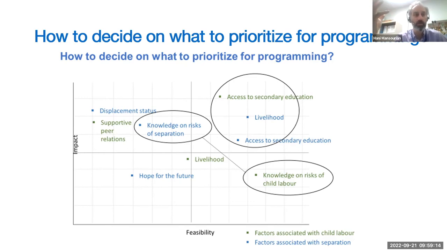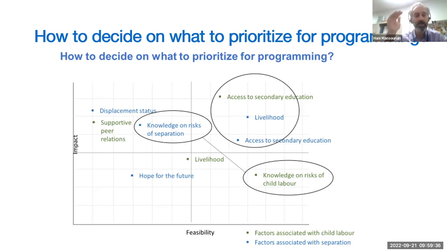Is the education sector strong in that particular context? Can we work with them to increase access? If the answer is yes, you put it towards the right side of the graph, on the feasibility line. So you say it's feasible and it's high impact. So it ends up in that right-hand quadrant at the top.